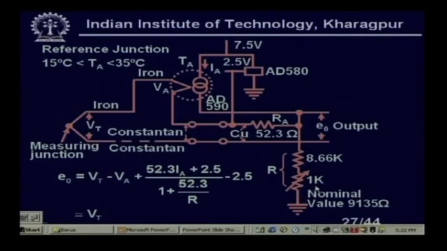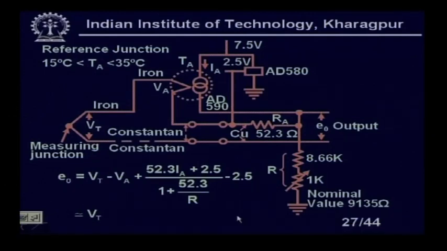Fine. So, this is our value. Now, we will see that its output voltage is equal to V t. You see, it is independent of the temperature or the variations here. If the temperature increases, I a will take care of that, because I will increase, and automatically the voltage will be subtracted. So, the V t will be there. That is what I want, actually: my output voltage should be equal to V t.